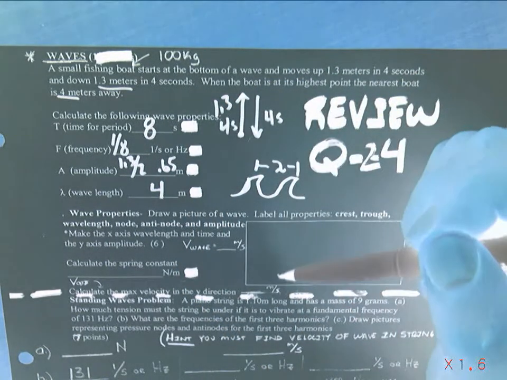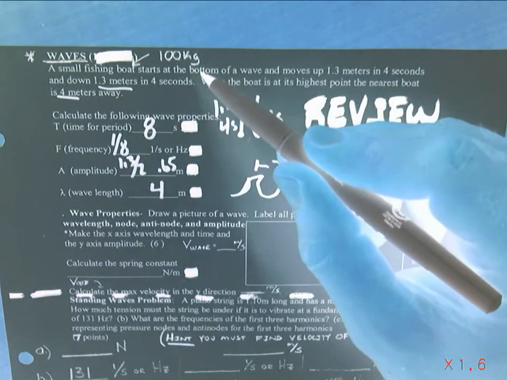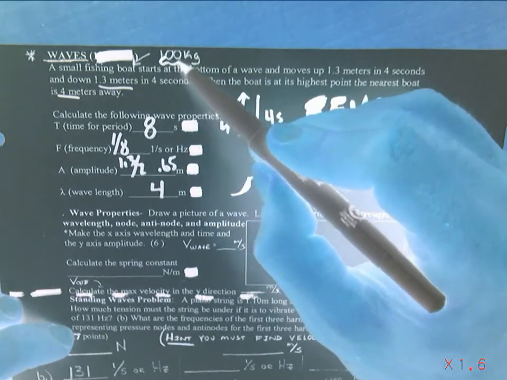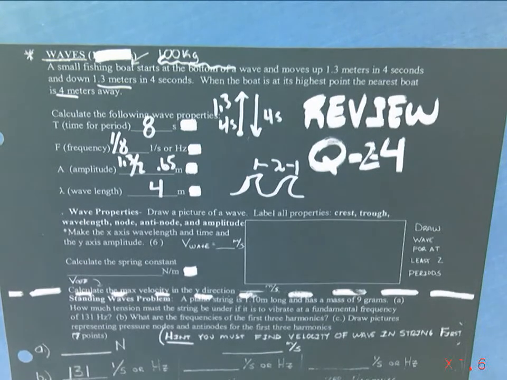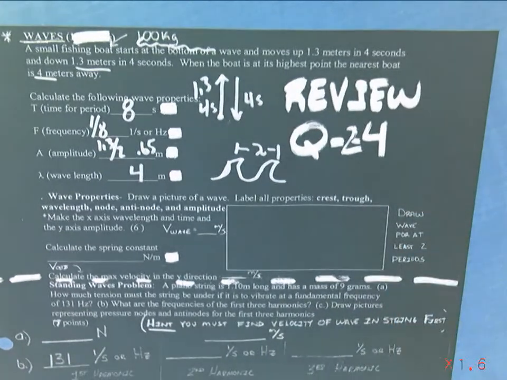So that's the first thing, is just interpreting the information above. And remember, we have 100 kilograms for the mass. So we're ready to do each of the individual parts here. We can do our wave real quick, get that out of the way too.